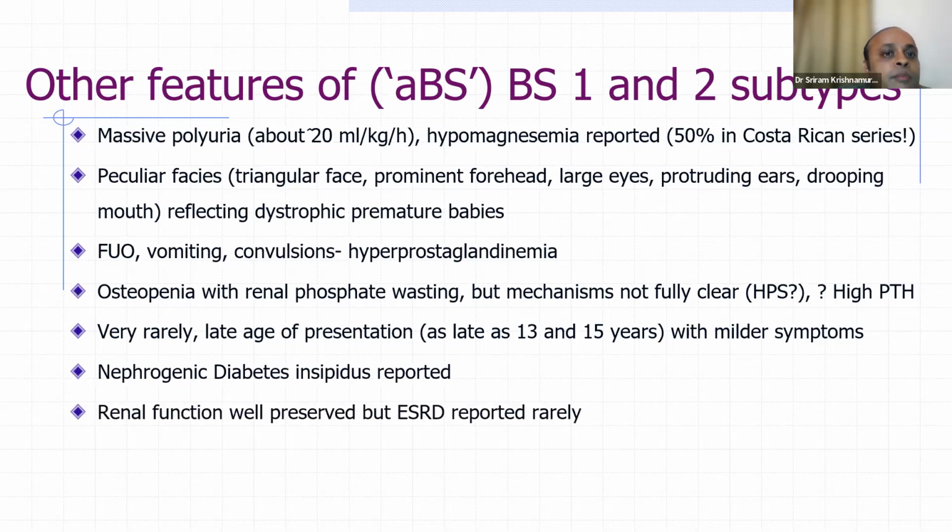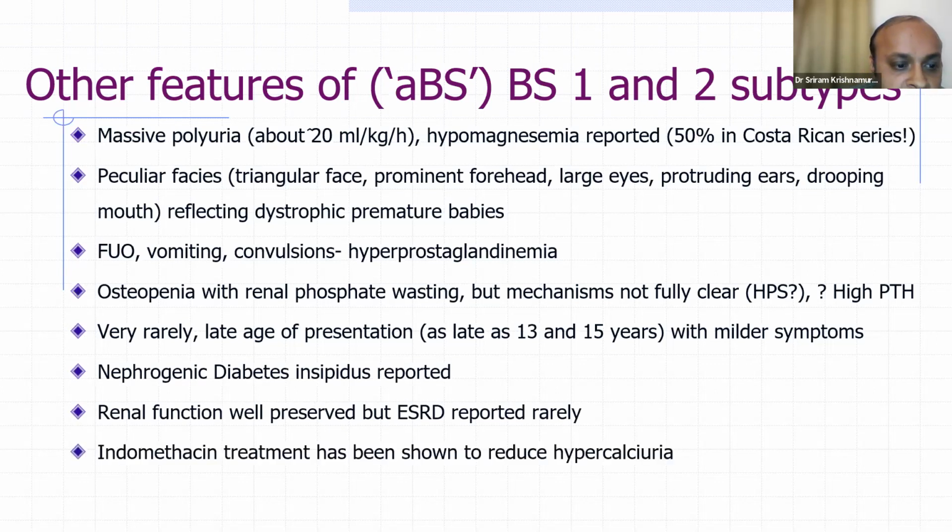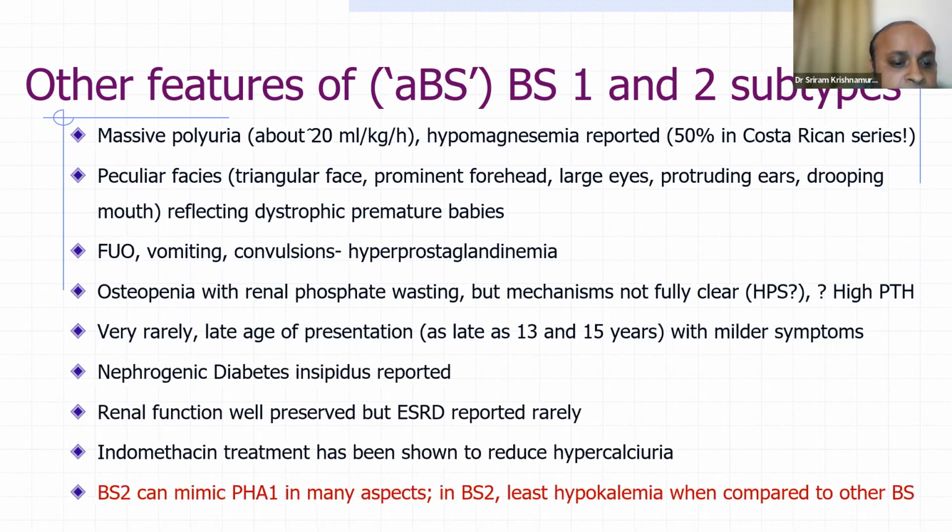The renal function in type 1 and type 2 is generally well preserved, but ESRD has been rarely reported. Indomethacin treatment has been shown to reduce the hypercalciuria. And Bartter syndrome type 2 can initially cause a hyperkalemia, so it can mimic a pseudohypoaldosteronism type 1. So later on also the big potassium channels get activated and they push the potassium into the urine. But even then, hypokalemia is the least in Bartter syndrome type 2 as compared to the other types of Bartter. Type 2 is the ROMK.